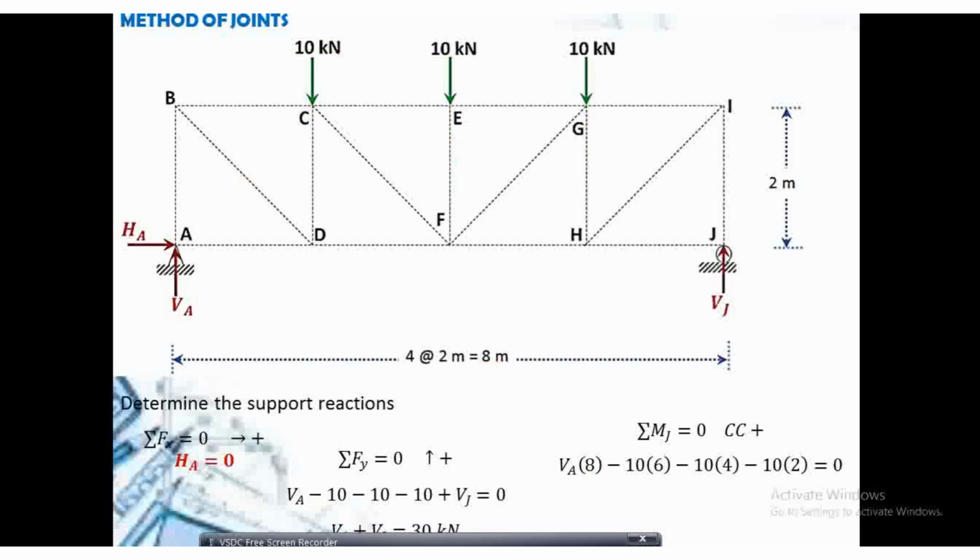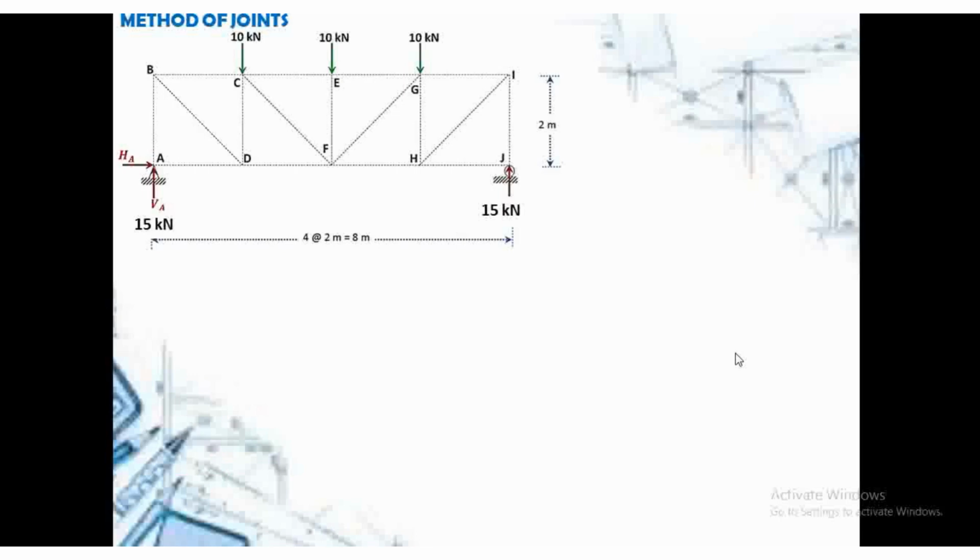Now, inputting this in your calculator, VA is equal to 15 kilonewtons. Now, substitute this 15 kilonewtons doon sa may VA plus VJ is equal to 30 kilonewtons. VJ is equal to 15 kilonewtons. So, nasolve ko na yung mga internal reactions. Pwede na akong pumunta sa next procedure ko.